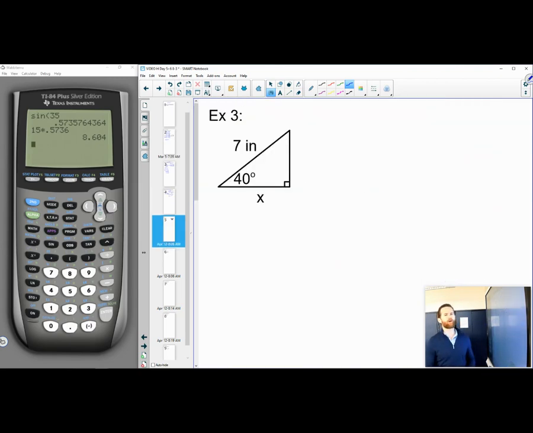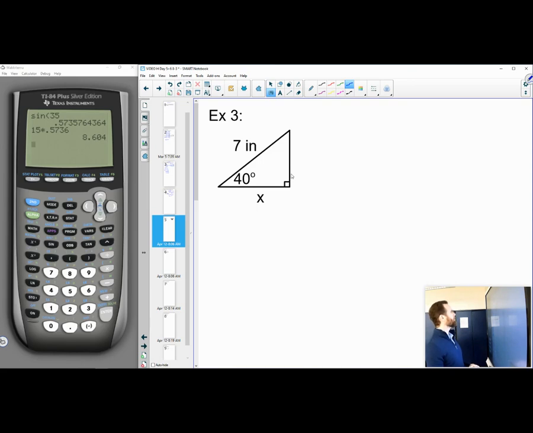All right, so let's take a look at our next example, example 3. So here we've got to find x, and we're given 40 degrees and 7 inches. We notice it's a right triangle, and from now on, anytime you see a right triangle, I want you to think of two things: the Pythagorean theorem and trig, SohCahToa. Now, you won't always need one of those things, but when you see a right triangle, that's a clue that you might need one of those tools.